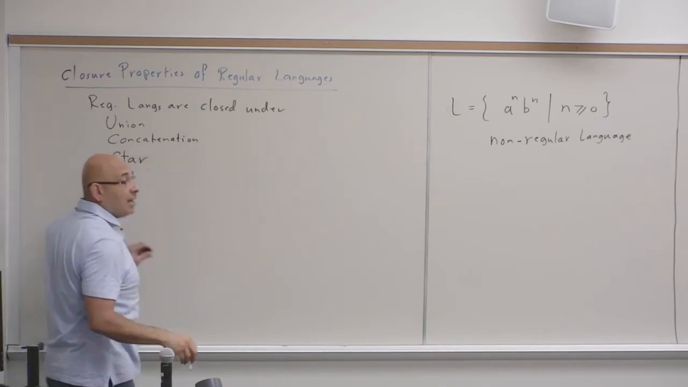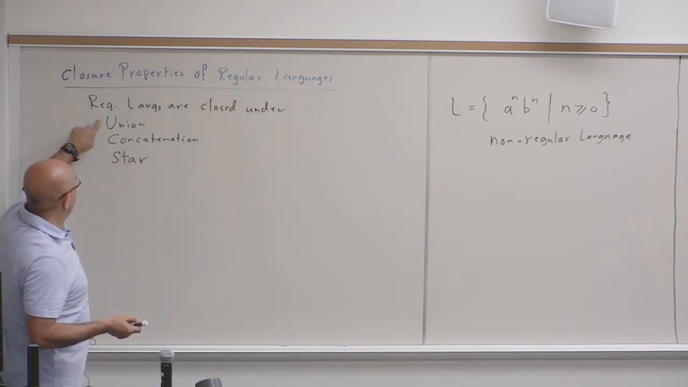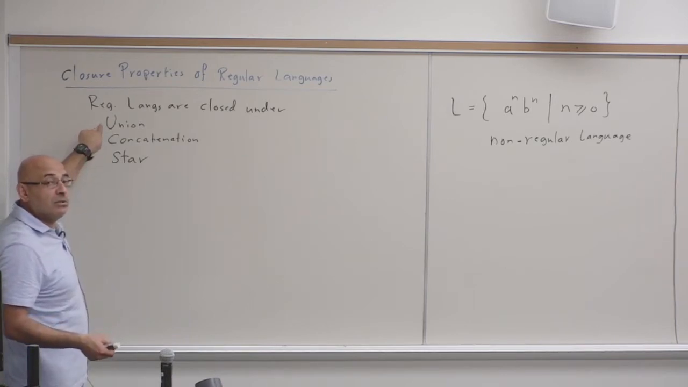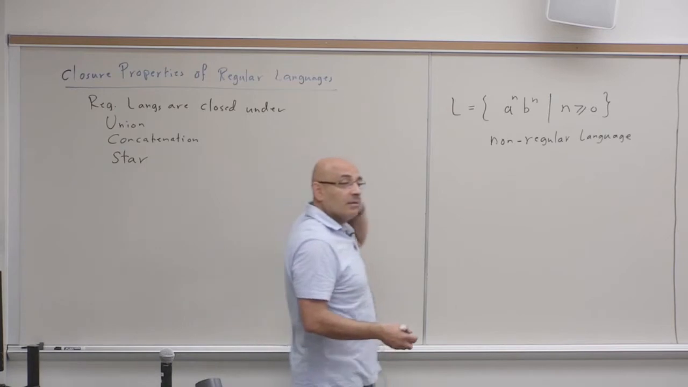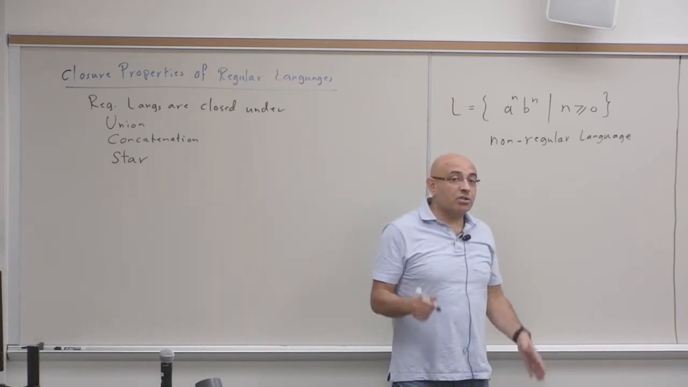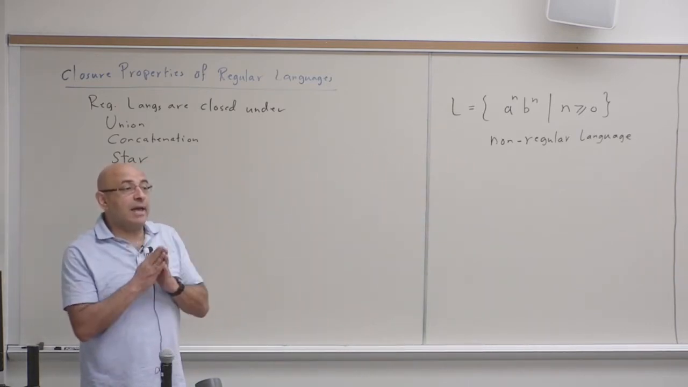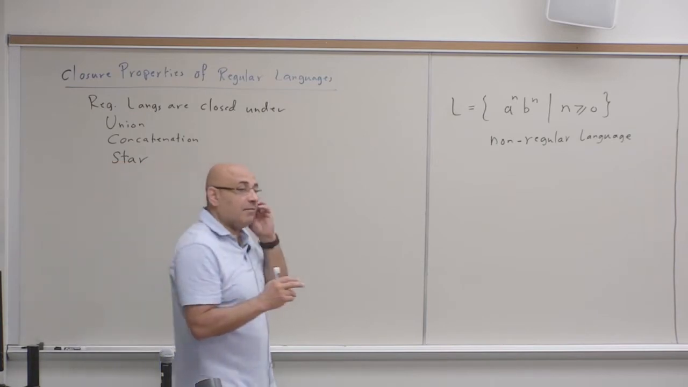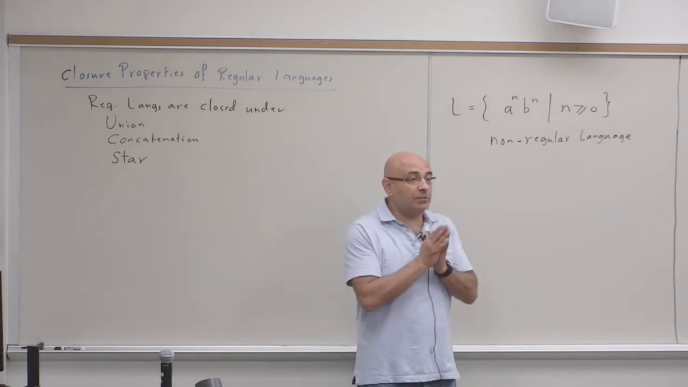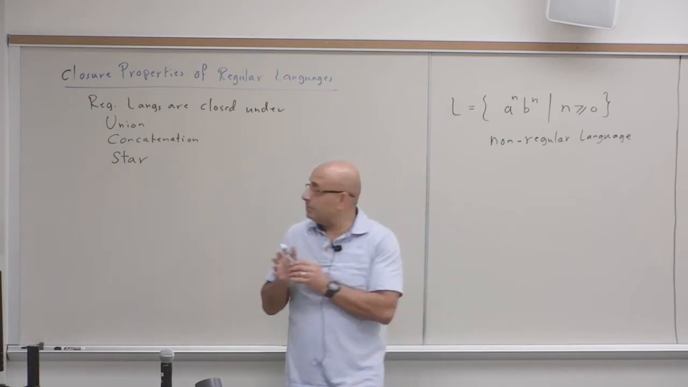And in the last lecture we showed how regular languages are closed under union. How did we show that regular languages are closed under union? We showed that given NFAs for two regular languages, we can always construct an NFA for the union. And same for the concatenation. Given NFAs for two languages, we can always construct an NFA for the concatenation.